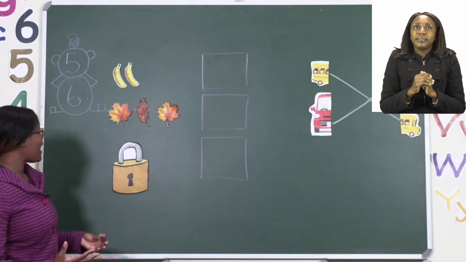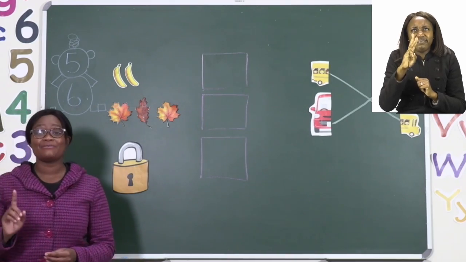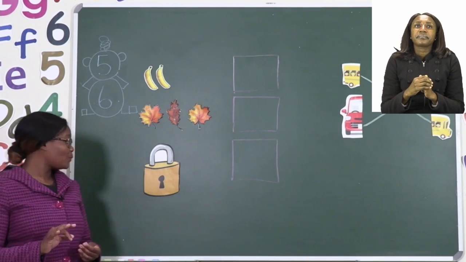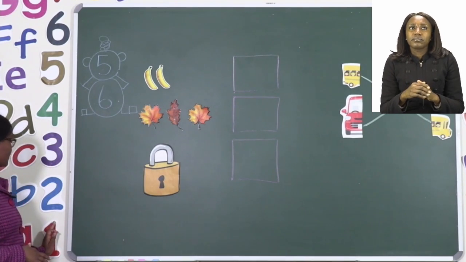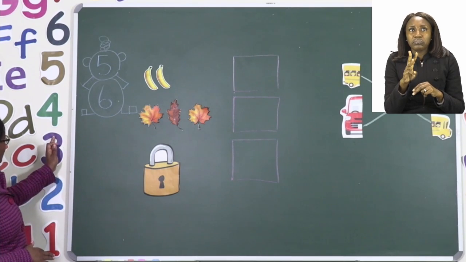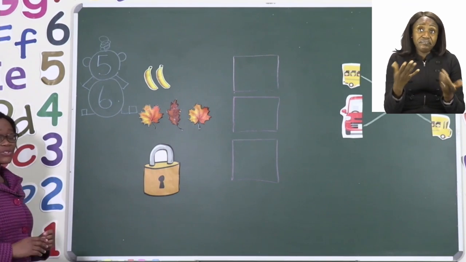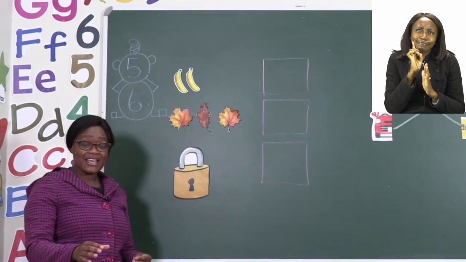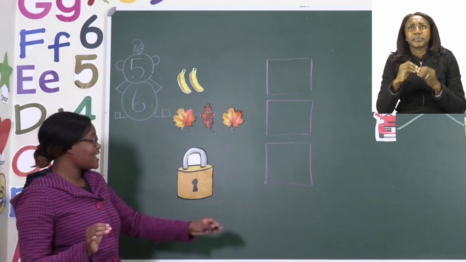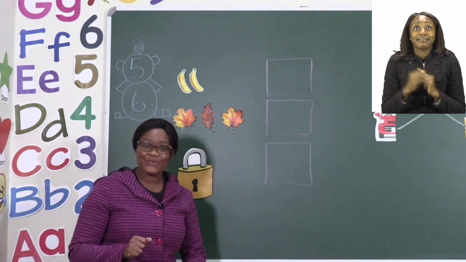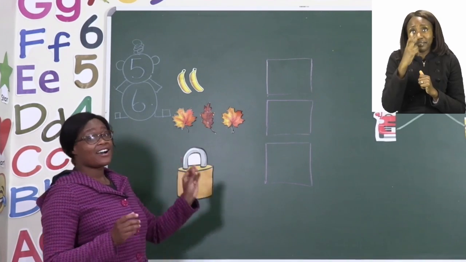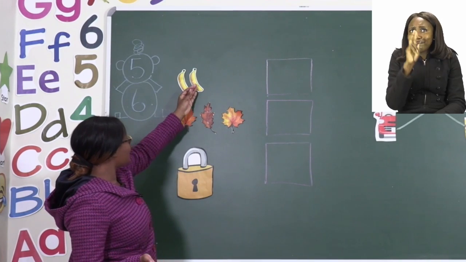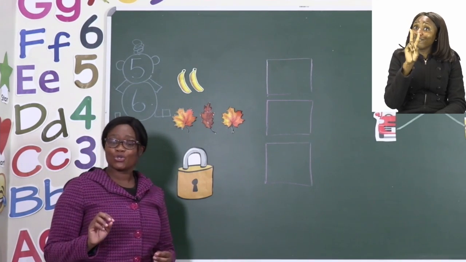On the board, I have 3 different things that need me to count and then write the number. For us, we have to copy these numbers 1, 2, 3, or 4. So if we're going to do this carefully, we need to first count the item and then write it in the box. Let's do the first one. I can see bananas, but how many bananas do we have? 1, 2. We have 2 bananas.